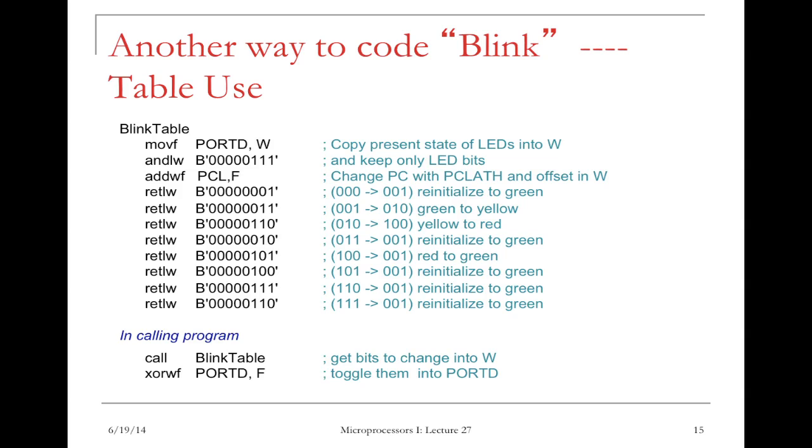What is in PCL? What exact value? We don't know. But what we do know is it was pointing to this instruction. And because we added one, now it's pointing to this instruction. And this is the instruction the microcontroller needs to execute after this addition is completed. It's like you did a jump, but you control the distance of the jump by using the value in W. Okay? You follow me?